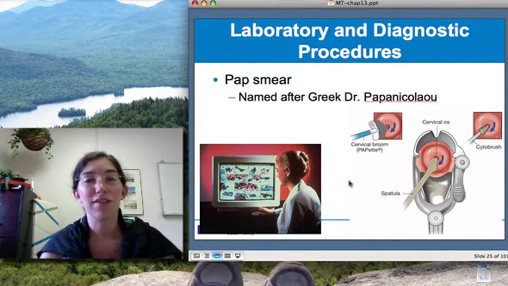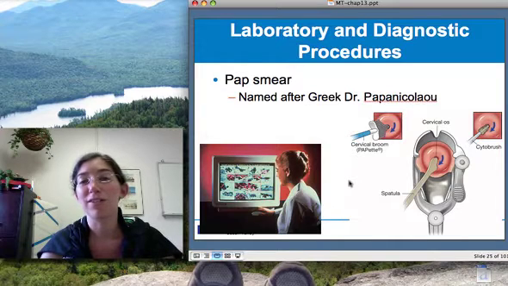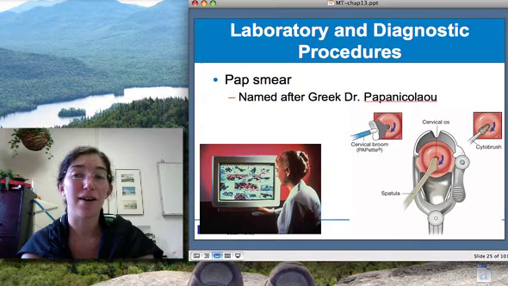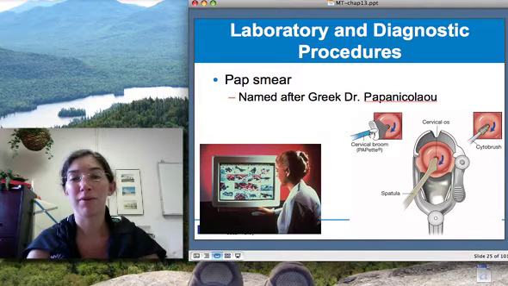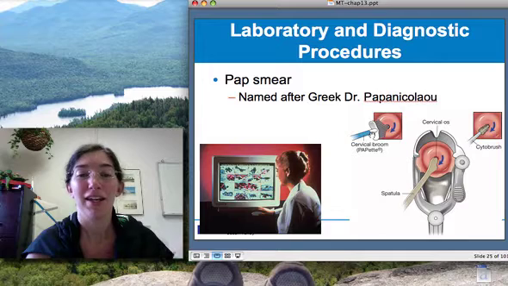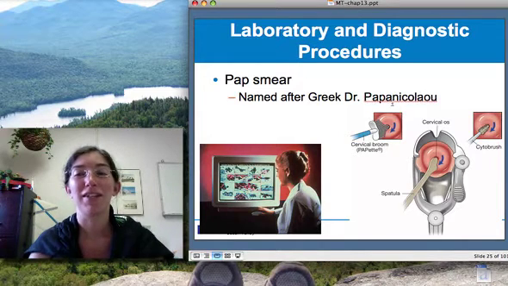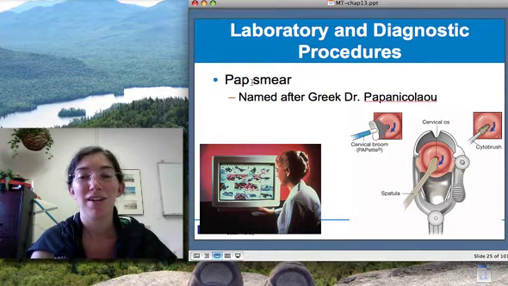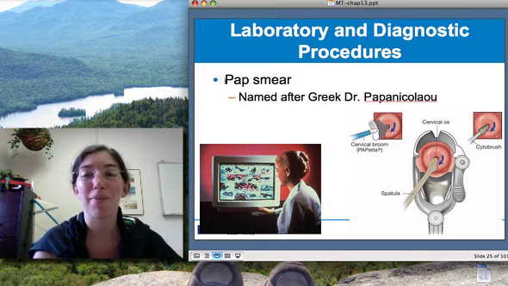So some procedures that are done in gynecology, the most common one, the Pap smear, is really a screen for cervical cancer. So cervical cancer is caused by the human papillomavirus, which can alter the DNA of cervical cells and cause them to become cancerous. So this Greek doctor, Dr. Papanikolaou, developed this test, which is really the Papanikolaou smear. And in some countries, it's actually common to refer to it as a Papanikolaou smear, but in the U.S., I suppose we've shortened it, abbreviated it to PAP, the Pap smear.